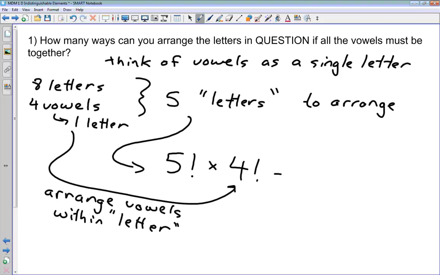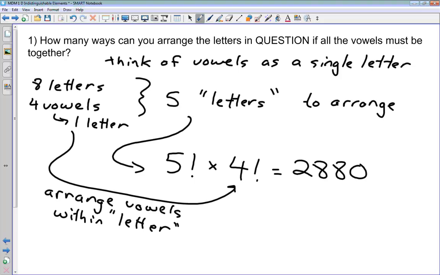Okay? What is this going to equal here? Who's got a calculator? Who can calculate this quickly? 5 factorial times 4 factorial. 2,880. Anybody else get that? All right, awesome.